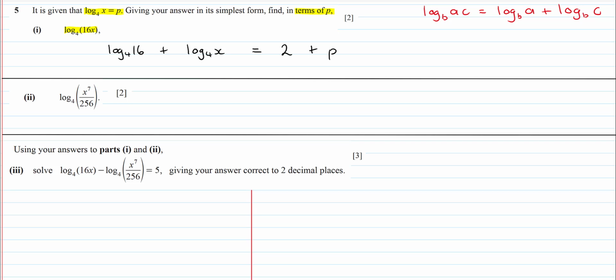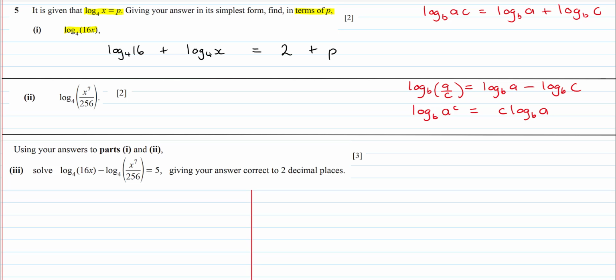For part 2, we're going to make use of the logarithm quotient rule and power rule. So I'll just write them out to the side here. For the quotient rule, if we have log base b of a over c, that is going to equal log base b of a minus log base b of c. And for the power rule, if we have log base b of a to the power of c, that's going to equal c times log base b of a.